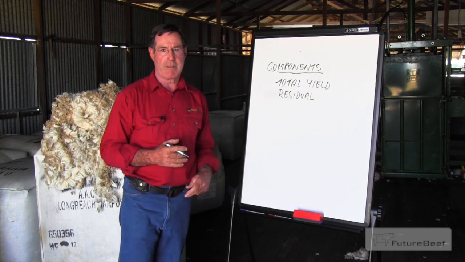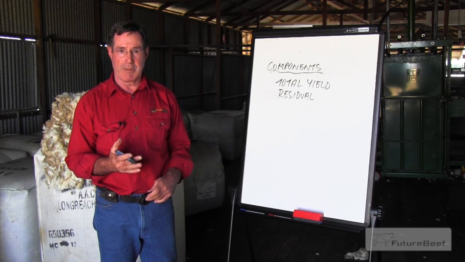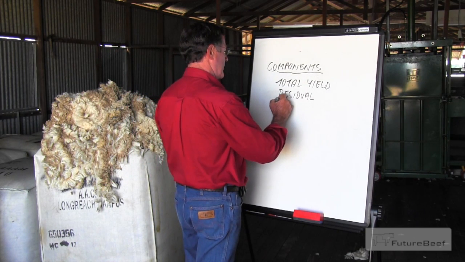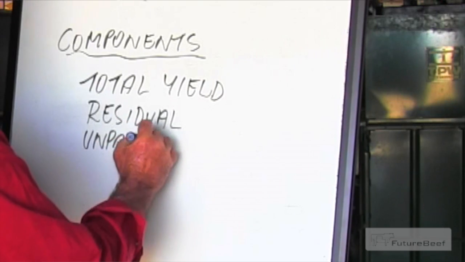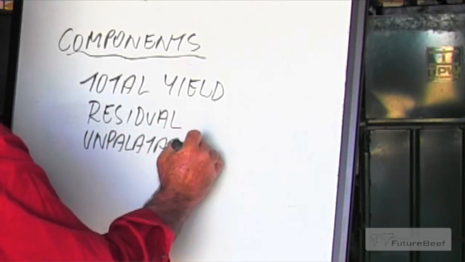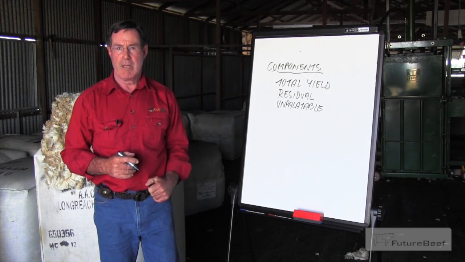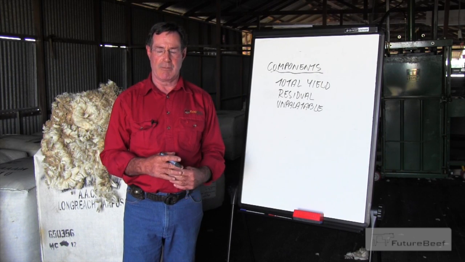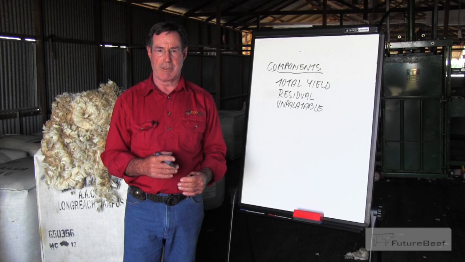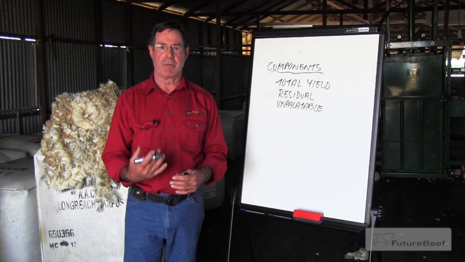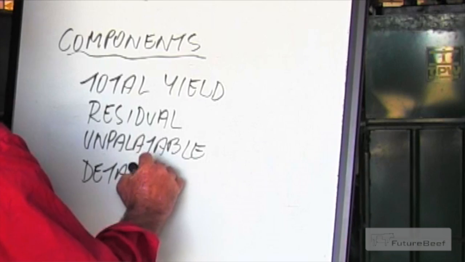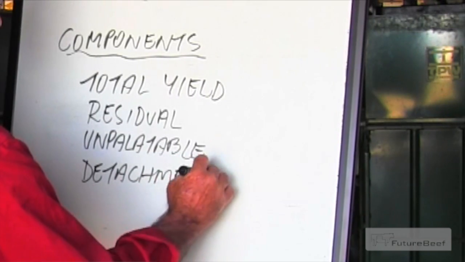The third thing we need to know about is the unpalatable pasture that is in our total yield, the component of that pasture that stock are not going to eat. So that's the unpalatable. And the fourth thing we need to work out is how much detachment is going to occur over that grazing period. So by detachment, I mean what falls off the plants naturally and what's also trampled or lost through the action of wind. So that's detachment.